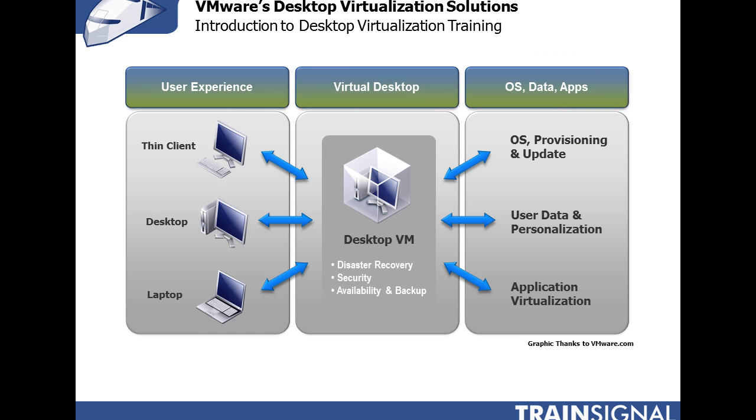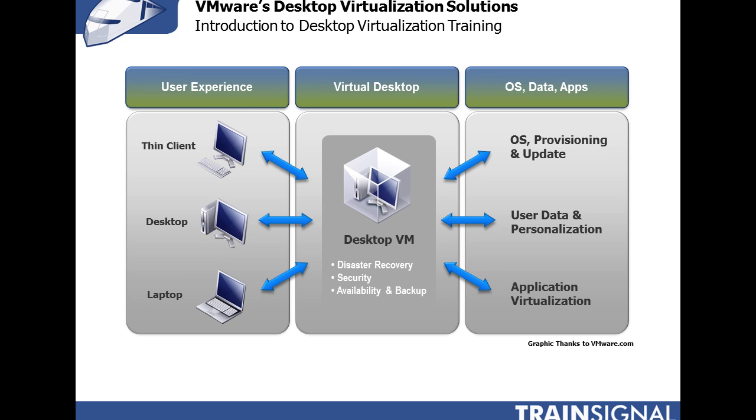Now let's move on and look at a graphic here that represents how VMware View works. On the left-hand side, you've got what they call user experience. So you've got various options of client devices that could be used to access the virtual desktop in the middle of the graphic here. You've got thin clients, desktop computers, laptop computers, and even mobile devices or web browsers. All those users, no matter what device they're using, can access their desktop virtual machine.